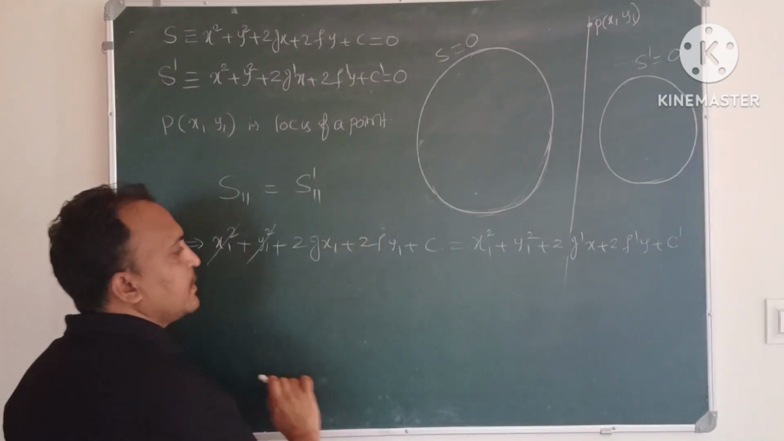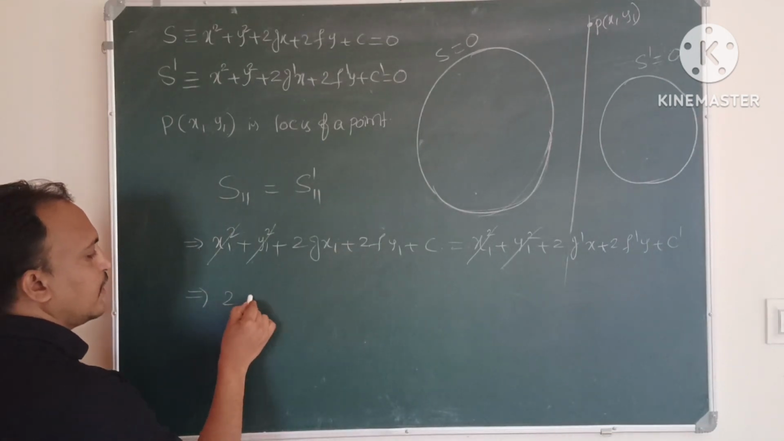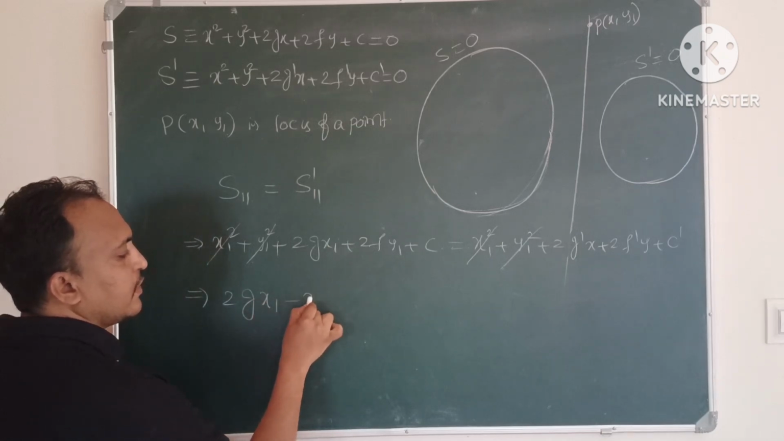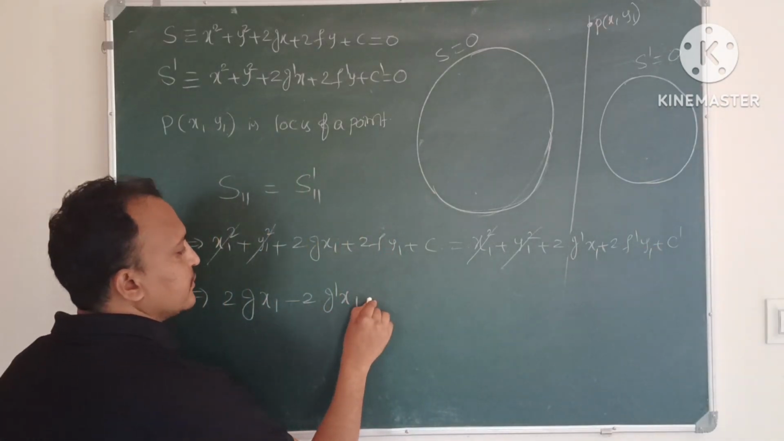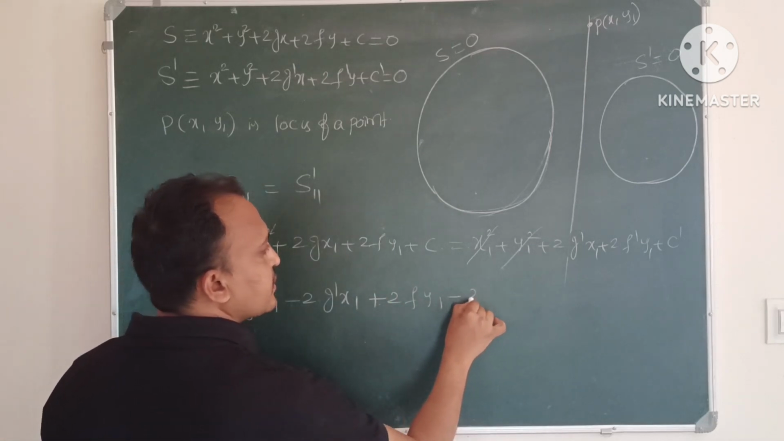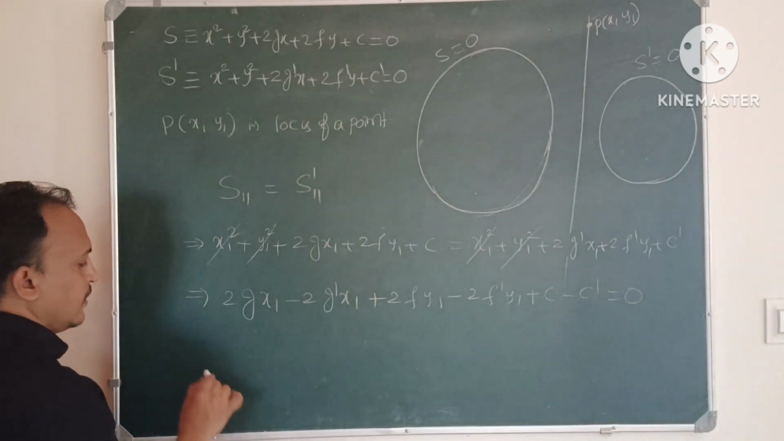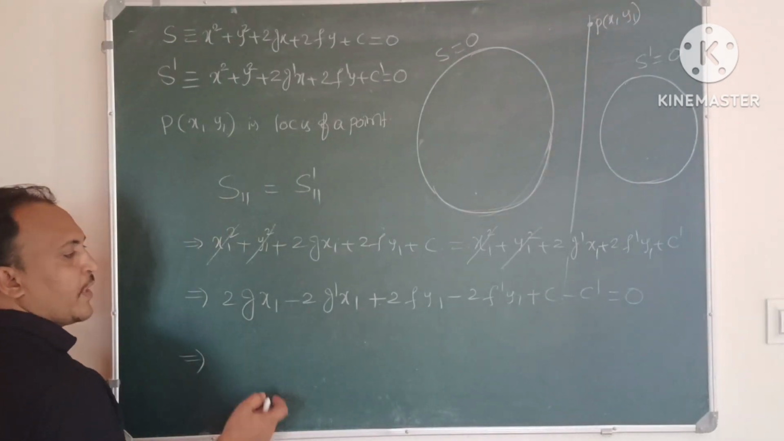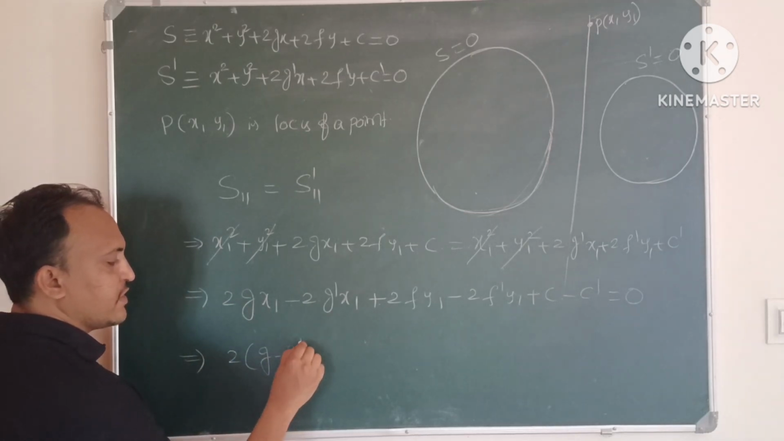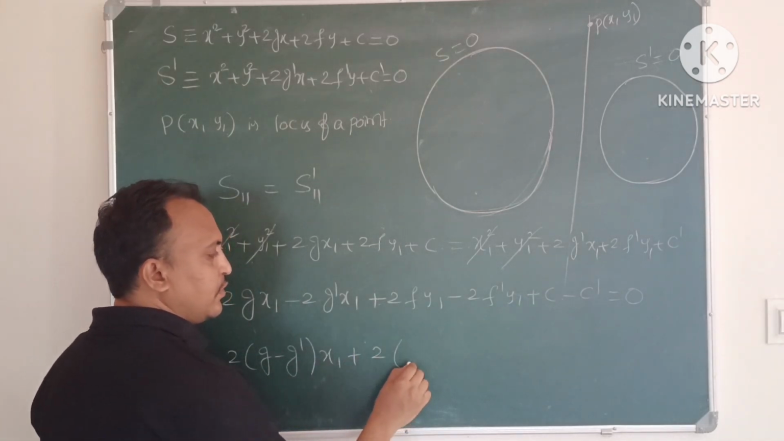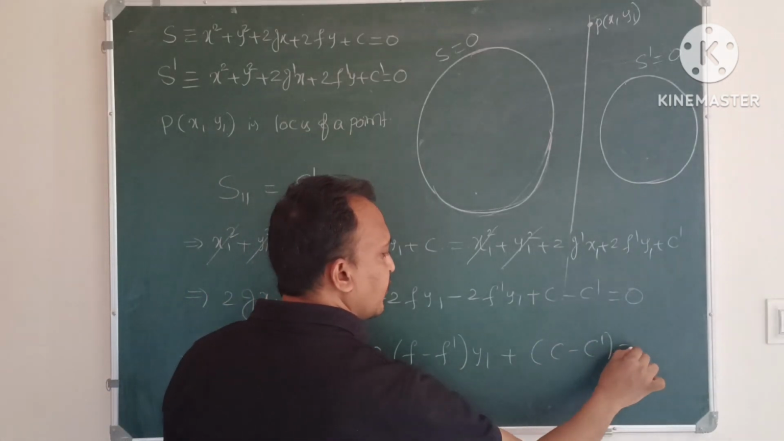Clearly both sides x1 square plus y1 square will cancel. So the three terms, if you transpose to this side, we will get 2gx1 minus 2g dash x1, this is x1, y1 sorry, plus 2fy1 minus 2f dash y1 plus c minus c dash is equal to 0. Then in these two terms, if you make x1 common, 2 common, no? 2 into (g minus g dash) into x1 plus 2 into (f minus f dash) into y1 plus c minus c dash is equal to 0.